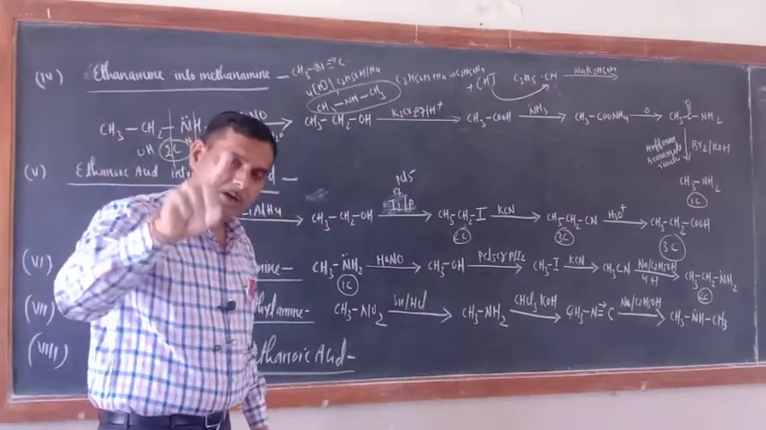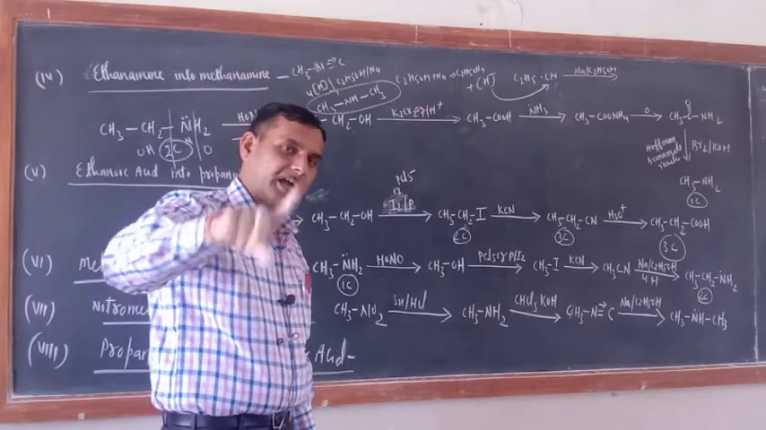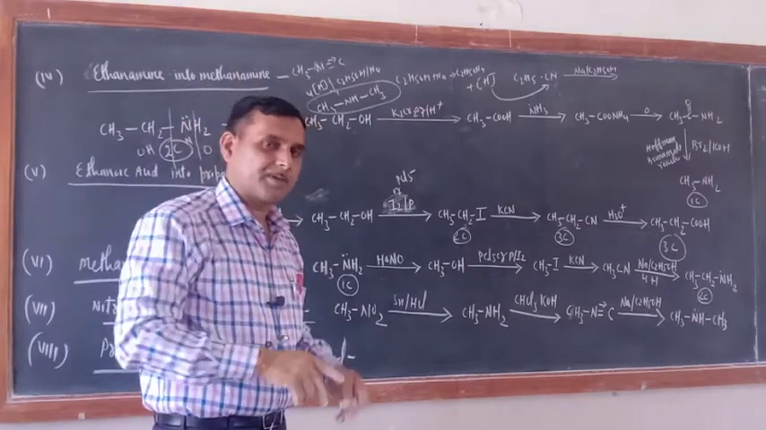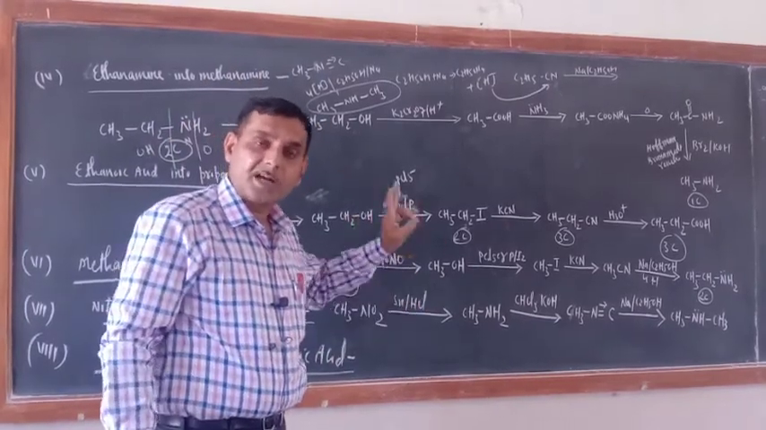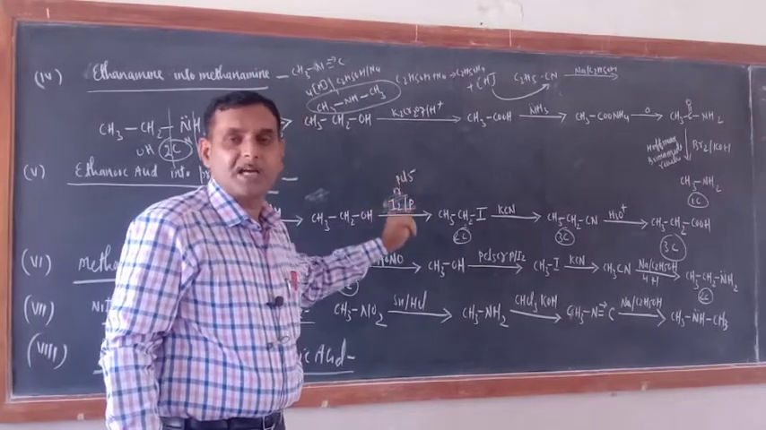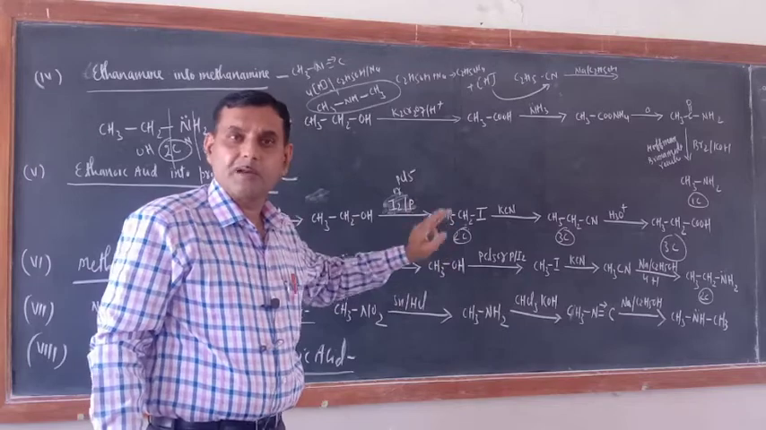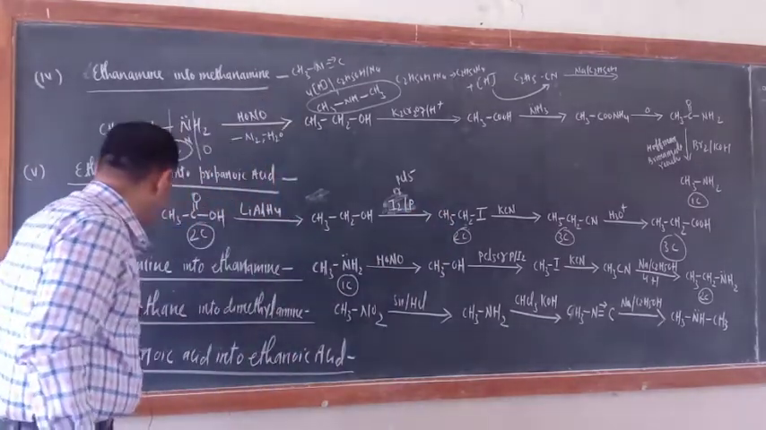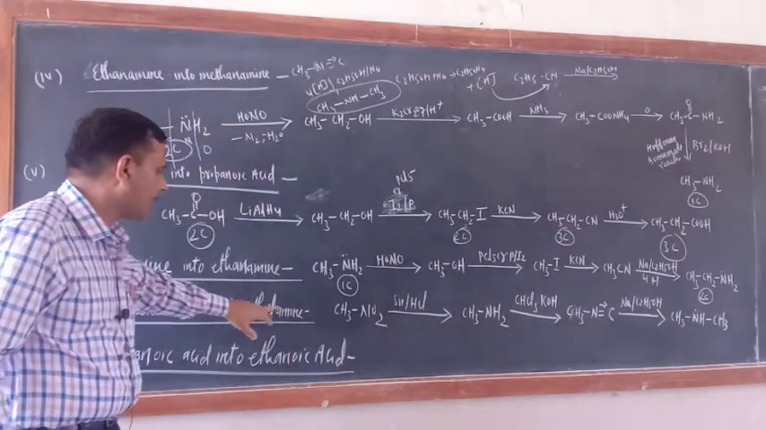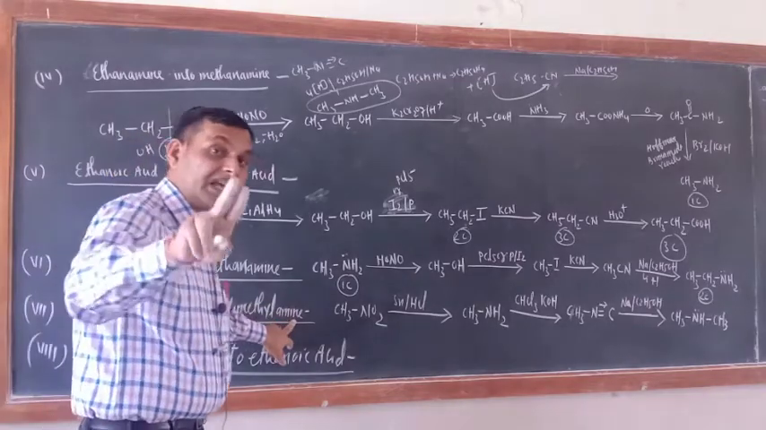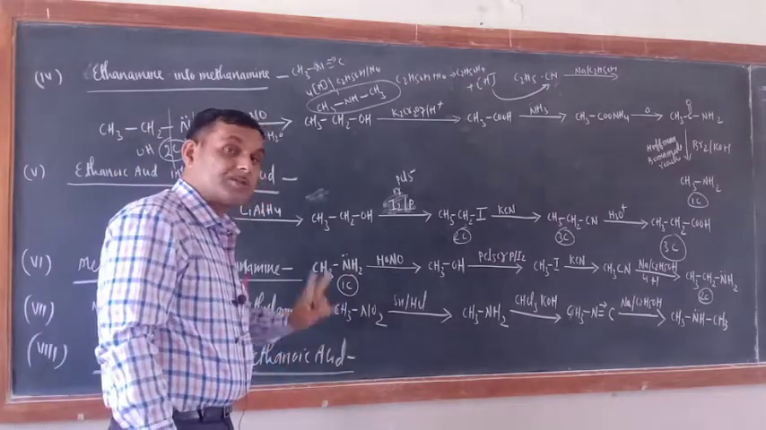And when I taught you the preparation of amines, I taught you reduction of cyanide, and I taught you reduction of isocyanide also. But in the book it is not given, but in the conversion it is required in case of this one. Nitromethane into dimethylamine. Dimethylamine means 2 degree amine.